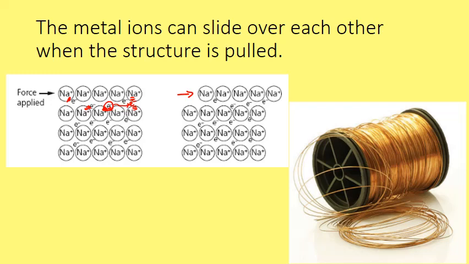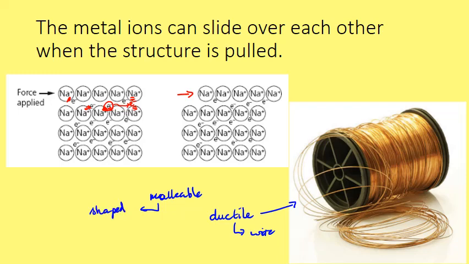But before we move on, let's just remind ourselves of a couple of words, one of which is ductile. Ductile is being able to be stretched into a wire. And the other similar property is malleable. Malleable is the ability to be shaped.